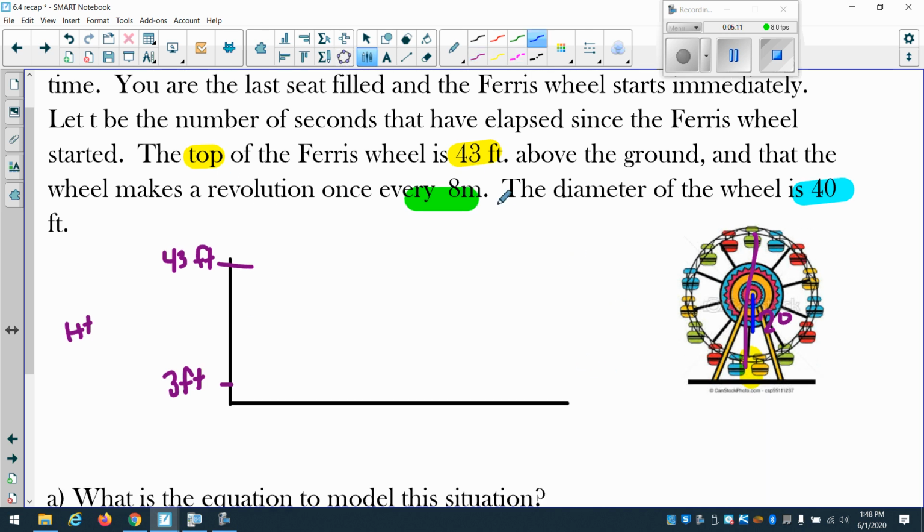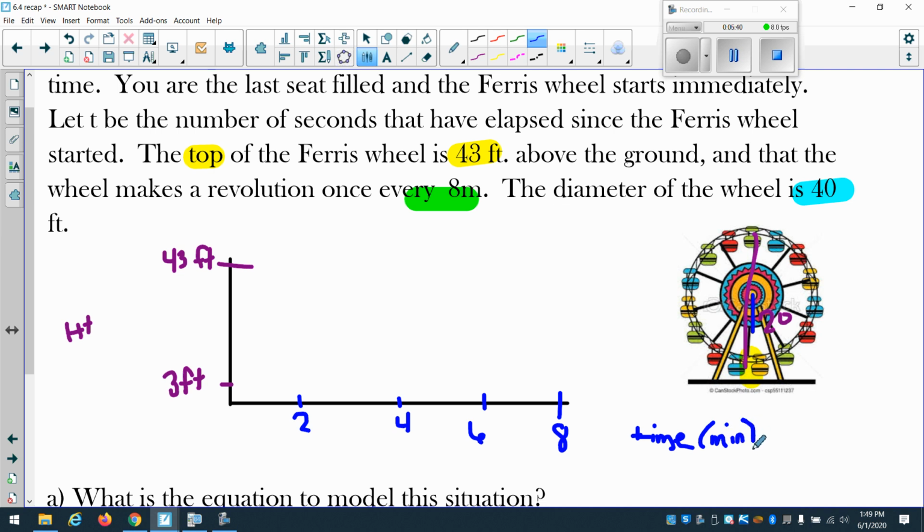Then you look at your period, which is 8 minutes. Okay, so you have 8 minutes, divide by 2, you get 4. Divide 4 by 2, you get 2. 2 times 3 gives you 6. So this is time, and you want to label, it's a little difficult here, time in minutes.